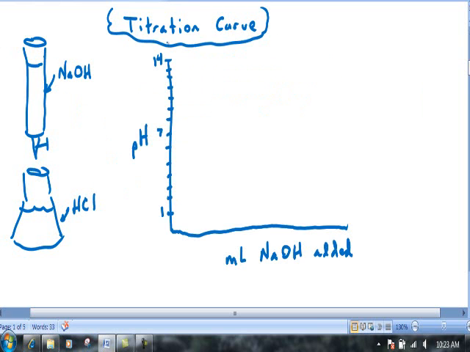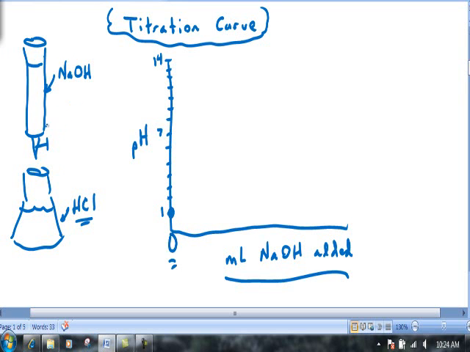In a titration curve, what gets graphed on the horizontal axis would be, in this case, milliliters of NaOH added, because that's what's being dispensed from the burette. And then the vertical axis is the pH of the solution in the flask that's being titrated, in this case, hydrochloric acid. Because hydrochloric acid is a strong acid and dissociates completely in solution, the initial pH for a strong acid is typically going to be fairly low. So for example, let's say we have a pH of 1, and this would be prior to any NaOH being added. The volume of NaOH at this point is 0.